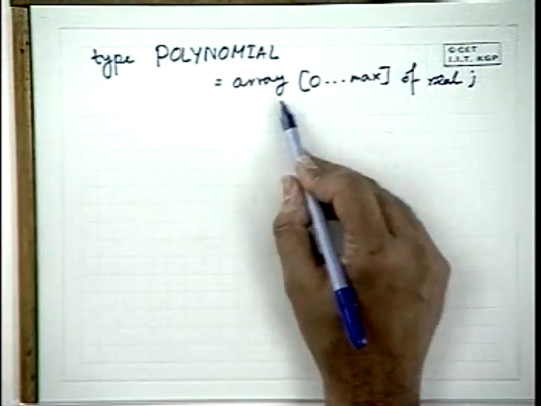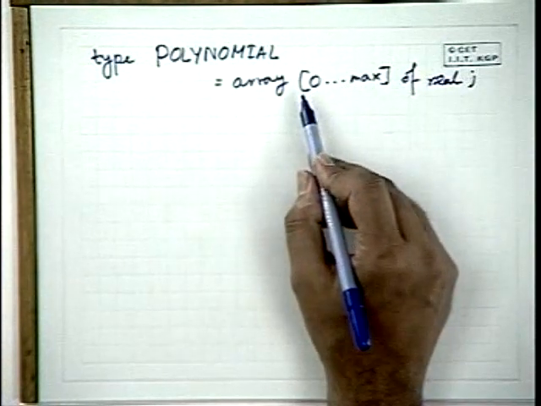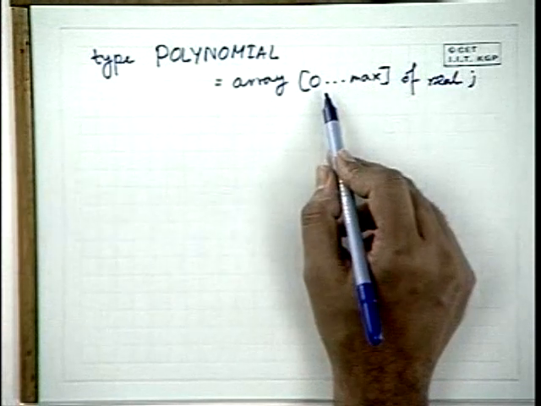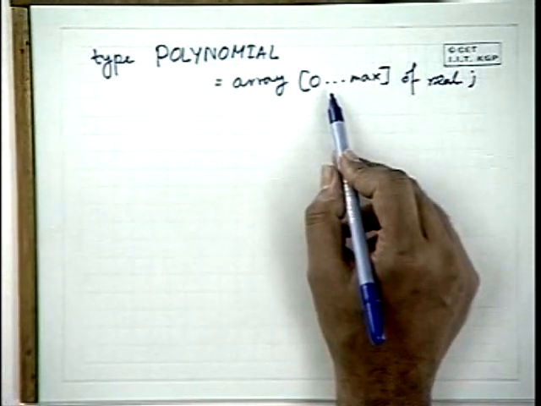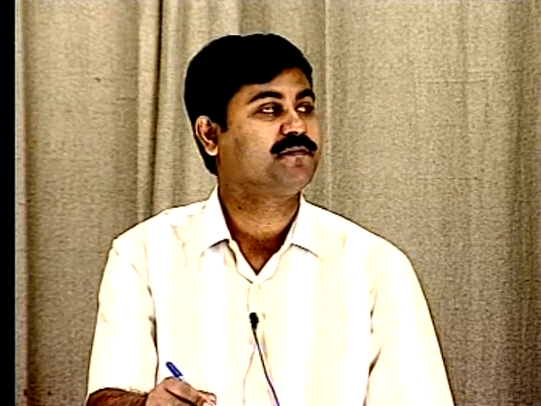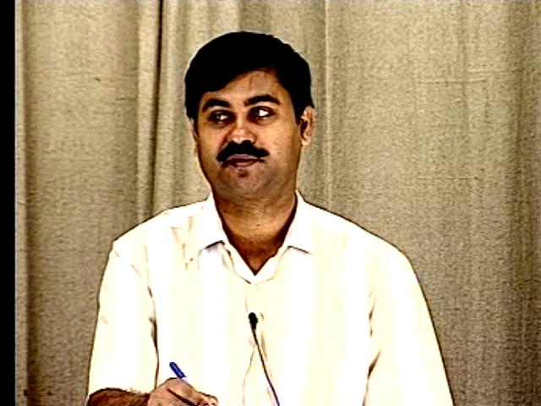So what does it mean? That array location 0 will get the coefficient p0, then array location 1 will have the coefficient p1. So we don't have to explicitly store the powers of x. But mind that in this representation, some of the coefficients might be 0.